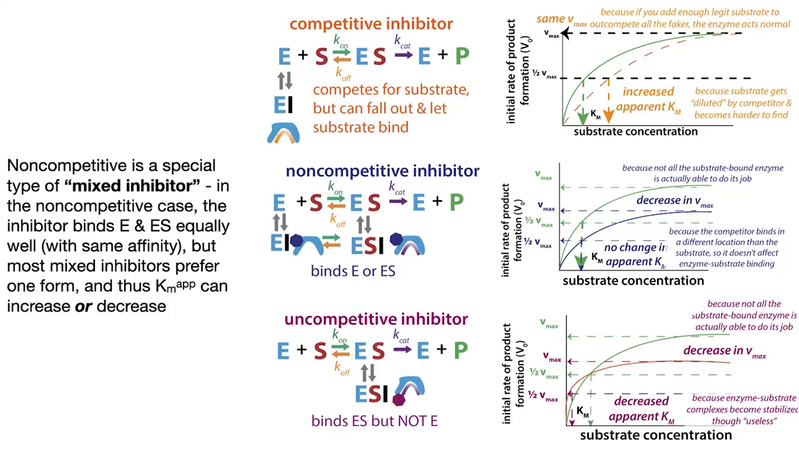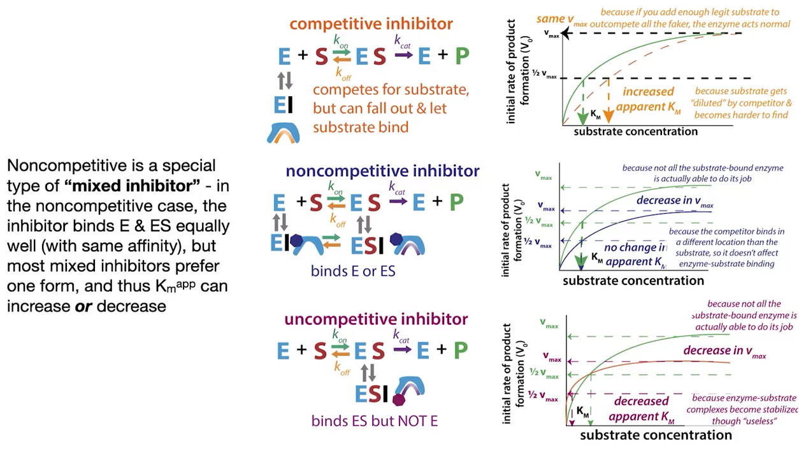No matter how good a stick snapper is, if it picks up a metal rod instead of a stick, well, it's not going to be able to snap that. And if you put some braces on its wrists, it's not going to be able to snap things either. These are like our competitive and our non-competitive and uncompetitive inhibitors.